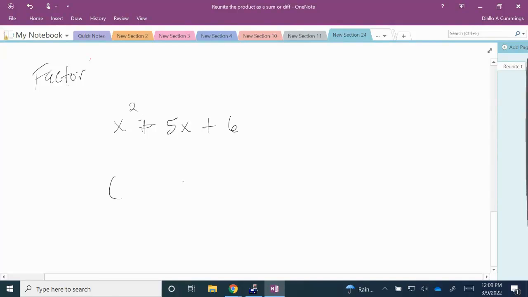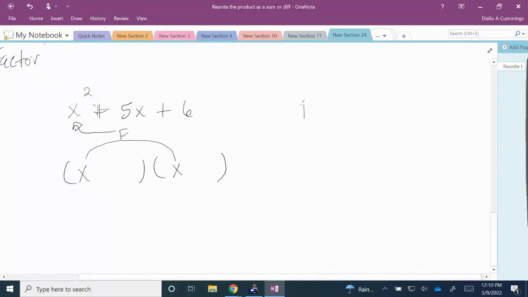So we're going to make two sets of parentheses. Just keep in mind whatever you put as your first terms, you must be able to multiply and get the first term in your trinomial. Remember that factoring and the FOIL method are like reverse processes. So if I were to go back and FOIL this together, x times x is x squared.